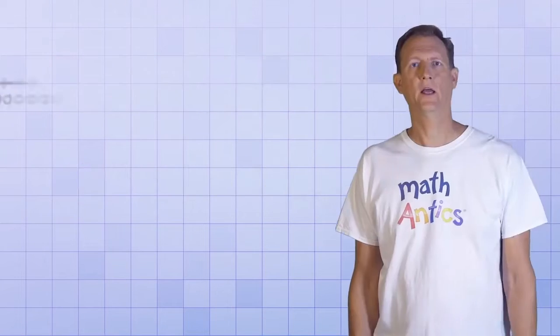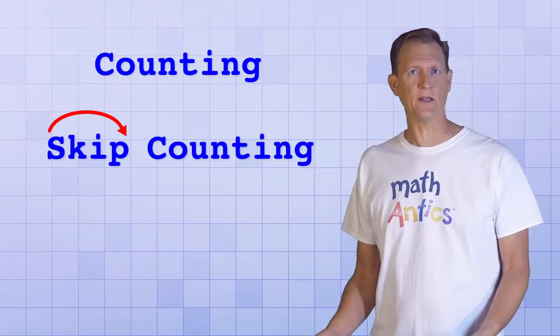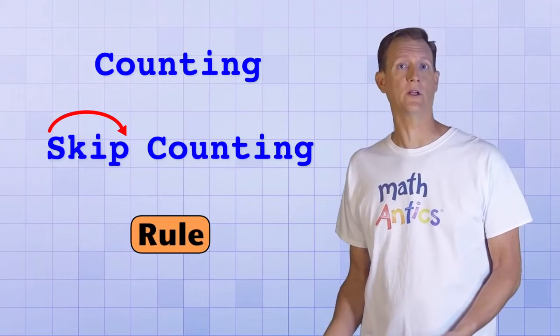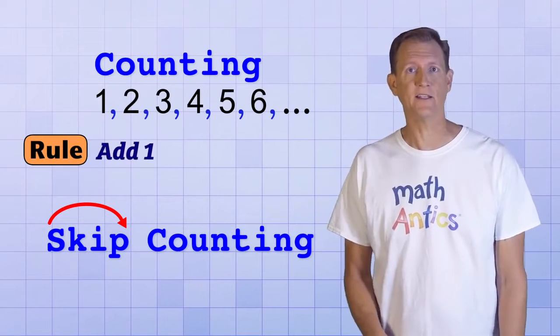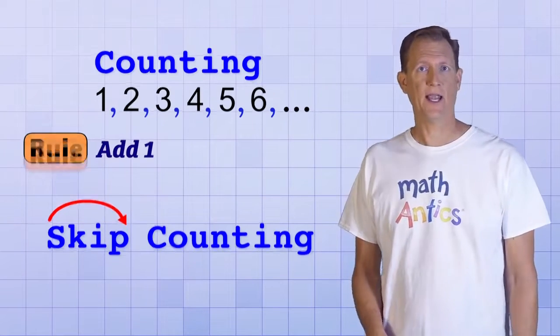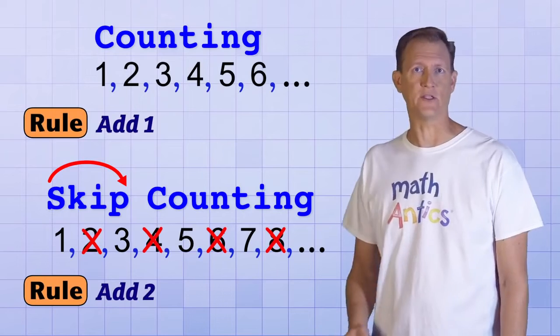and so on. If you think about it, counting and skip counting are really just ways of making a number sequence by following a rule. In the case of regular counting, that rule happens to be add 1 to get each new number in the sequence. And when you skip count every other number, the rule you're following is add 2 each time.